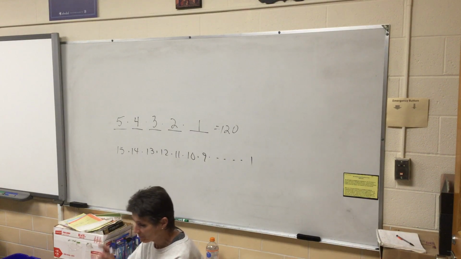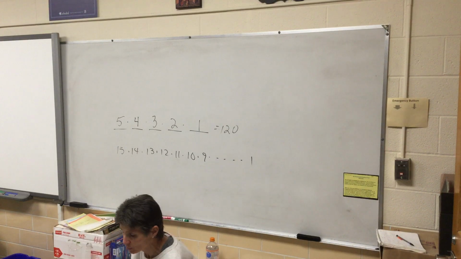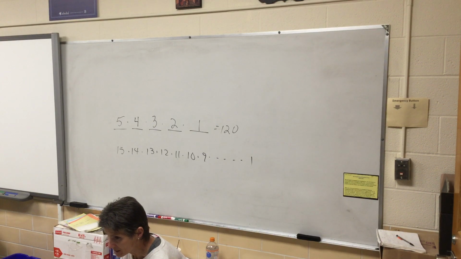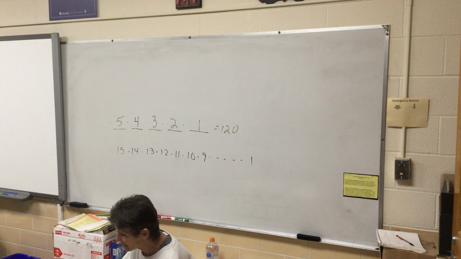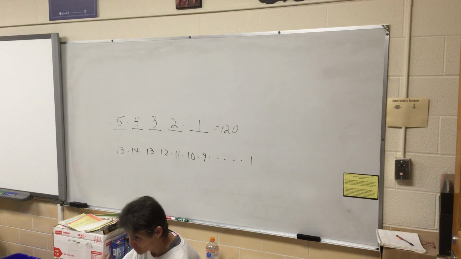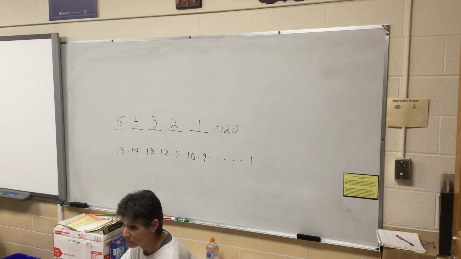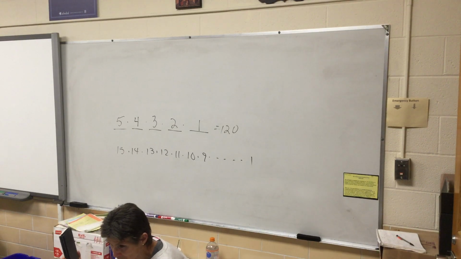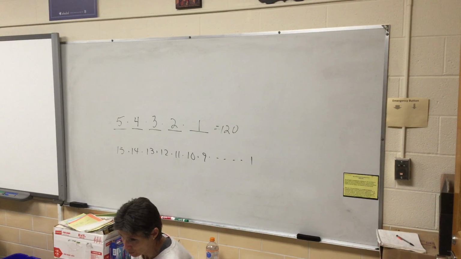But when you're typing 15 × 14 × 13 all the way down, that takes a little while. And if you think about, what if I had 100 books? Well, that would be awful because that would take me forever just to type all those individual numbers in my calculator. Luckily, this magnificent machine has a shortcut for you.